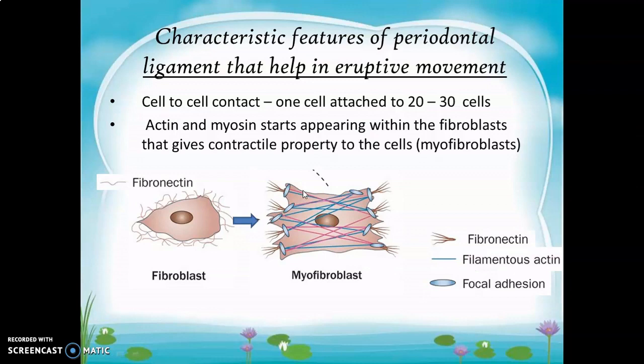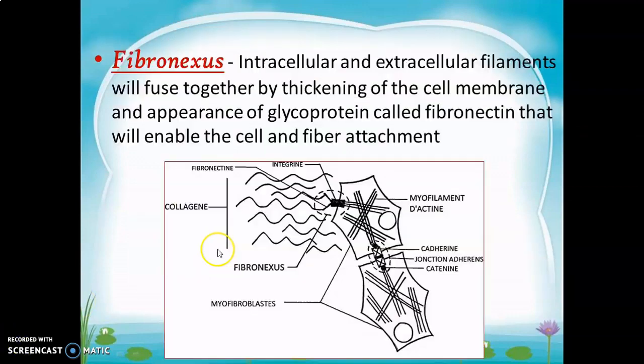The glycoprotein facilitating this fiber to cell adhesion is known as fibronectin, which you can see surrounding these fibroblasts here, attached to their cell membrane. The fibronectin filaments are quite organized in the myofibroblast. So, fibronexus are fusion of intracellular contractile filaments and extracellular collagen by thickening of cell membrane and appearance of adhesive glycoprotein fibronectin, thus enabling cell and fiber attachment.